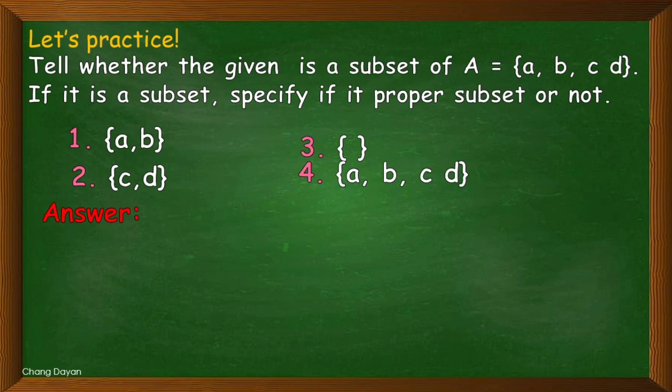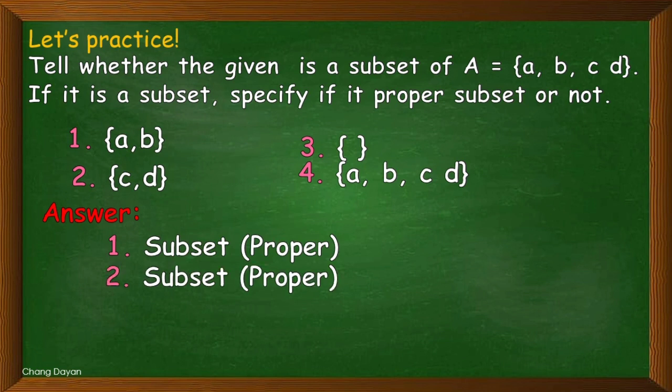Now let us have a practice. So you have to write here subset and specify if it's proper subset or not. For number 1, we have AB. So that is a subset and it is a proper because lahat ang AB ay makikita sa set A, pero may mga elements si A na hindi makikita sa ating first set. Number 2 is considered also a subset.